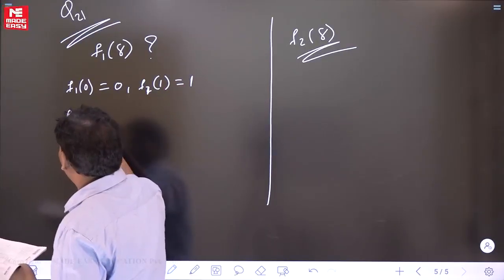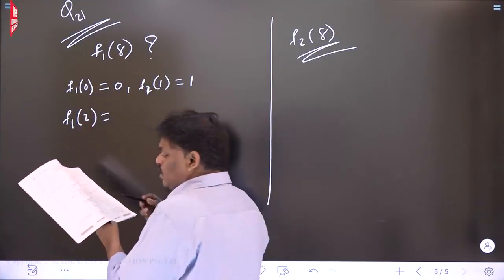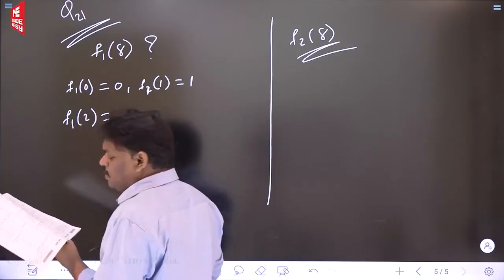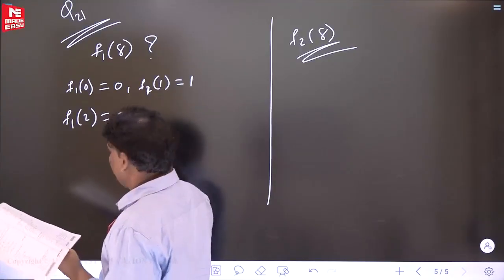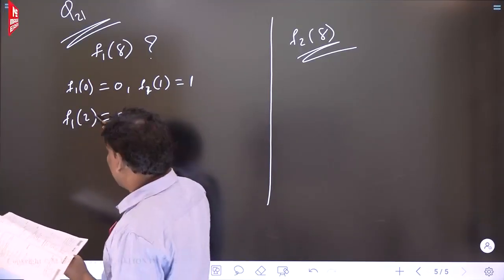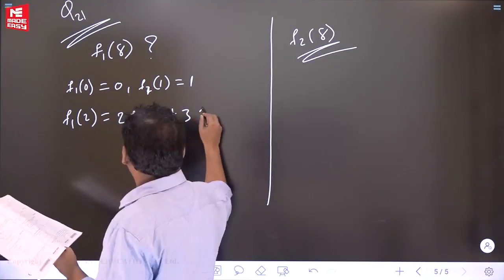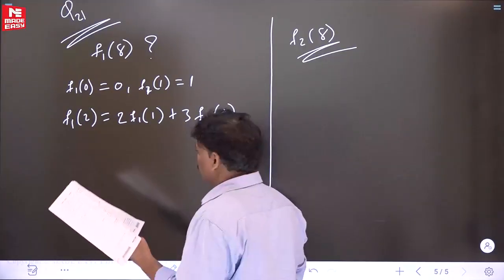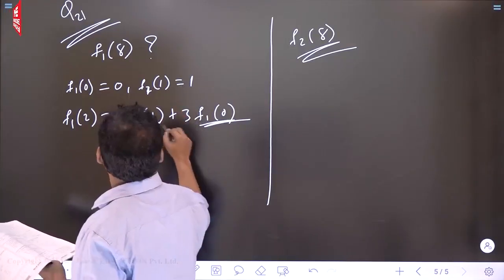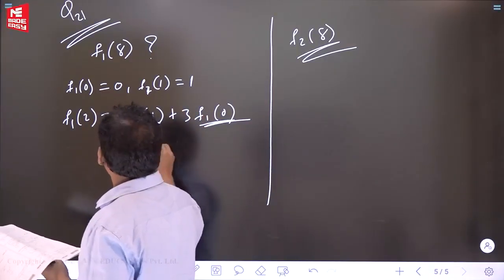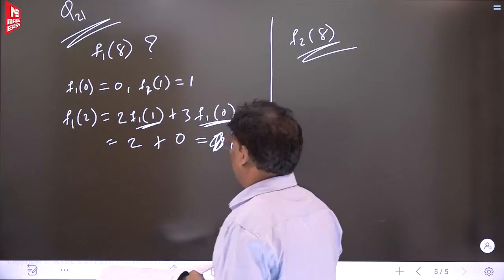What is the f1 of 2? We are talking about f1 only. I think you have to go to the else part. If you go to the else part, f1 of 2 is equal to 2 times f1 of 1 plus 3 times f1 of 0. f1 of 1 is 1, f1 of 0 is 0. So it is 2, plus 0, that is 2. That is the f1 of 2.